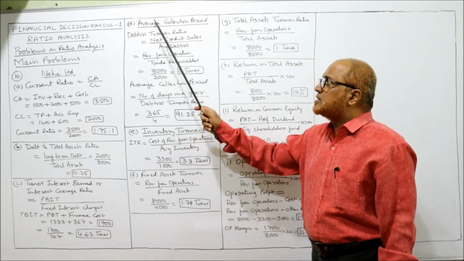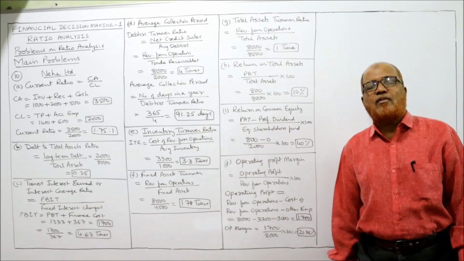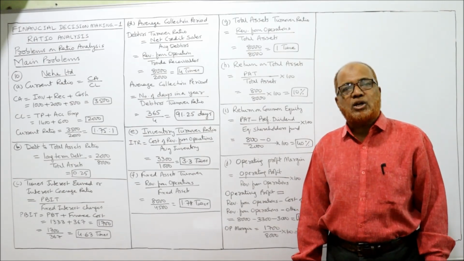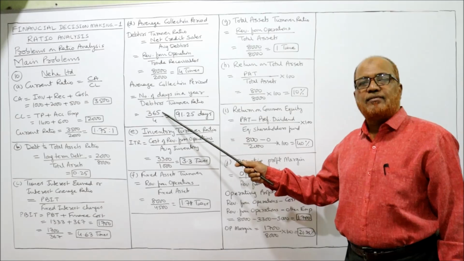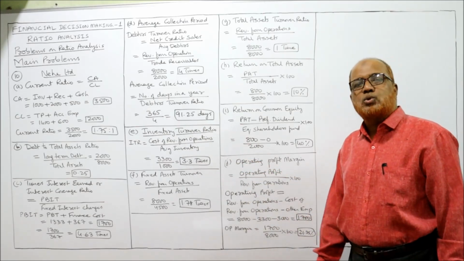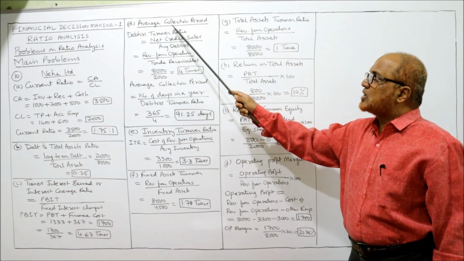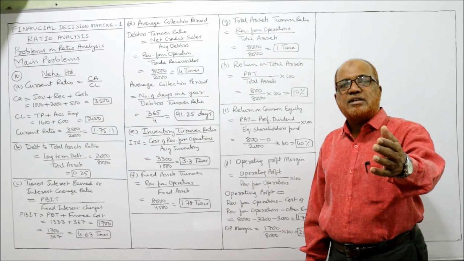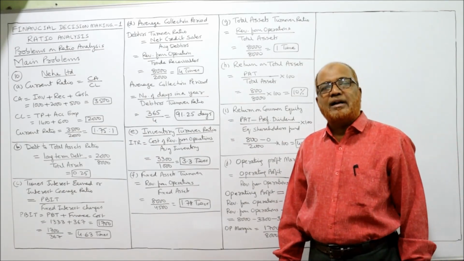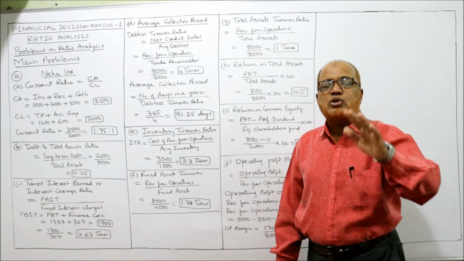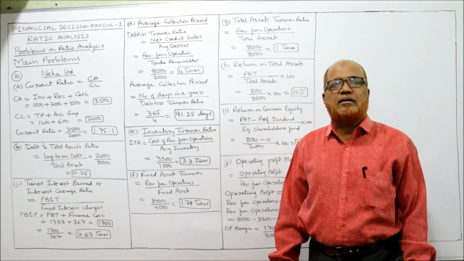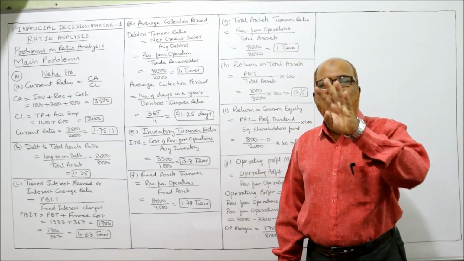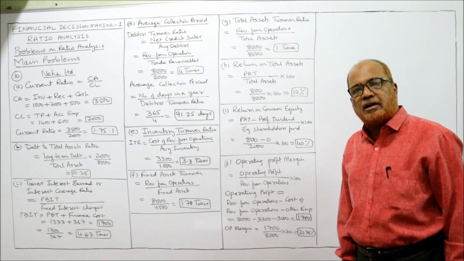Now simply we can calculate the average collection period. Remember the formula: number of days in a year divided by debtors turnover ratio. Number of days in a year 365 divided by 4, 91.25 days. This average collection period will be in days. That means our customers are paying in 91.25 days. That means we are allowing our customers a 3 months time period. If we sell the goods now, the customer will pay back in a period of 3 months. That is the meaning of average collection period.